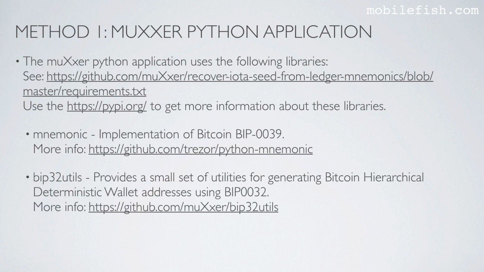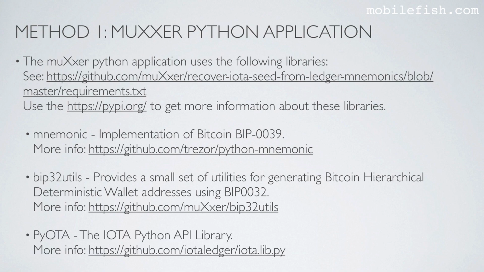The second Python library is called BIP32utils. It provides a small set of utilities for generating Bitcoin hierarchical deterministic wallet addresses using BIP32. More information, see this GitHub page. As you can see, Moxer has also created this library. And the third Python library is called IOTA. It is the IOTA Python API library. More information, see this GitHub page.